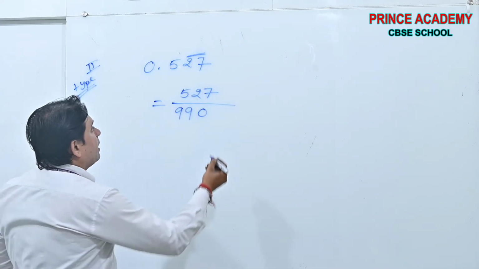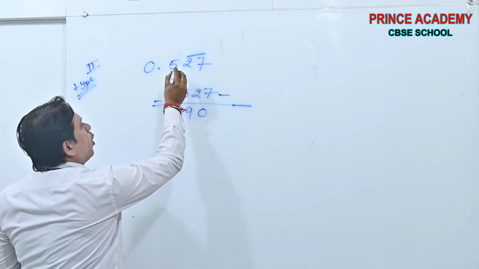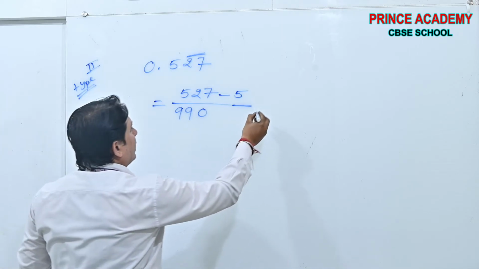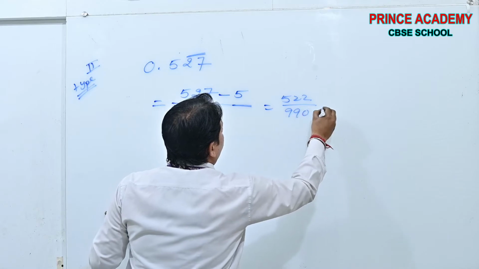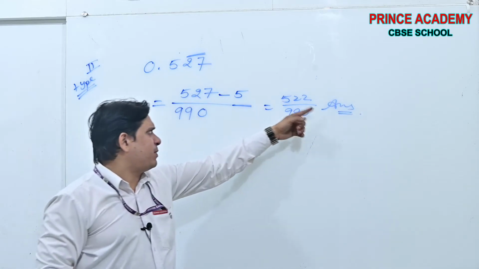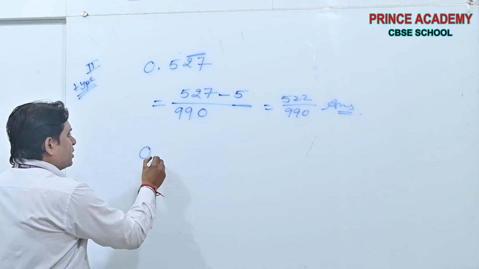See beta, minus. What is to be subtracted? The non-repeating portion. You will get 522 by 990. Yes, okay. You can get this, na? Okay, now see one more example.